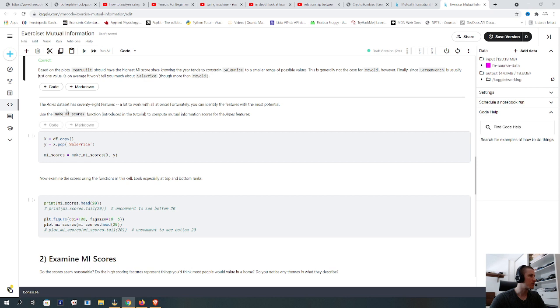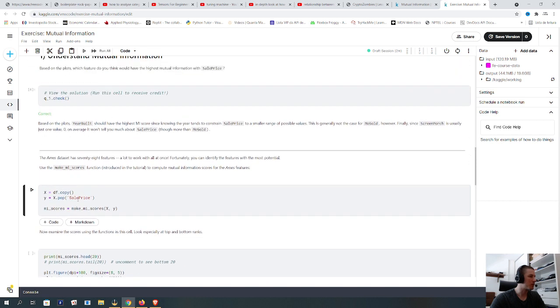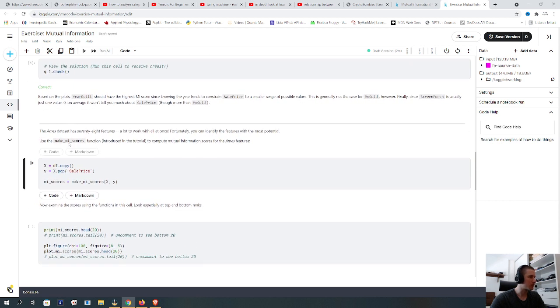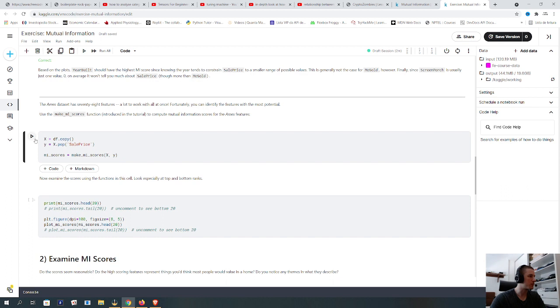The Ames dataset has 70-80 features, a lot to work with all at once. Fortunately, you can identify the features with the most potential. Use the make_mi_scores function from the tutorial to compute mutual information scores for the Ames features. So it is making X equal to the data frame copy and y the target, which is a column of the data frame.